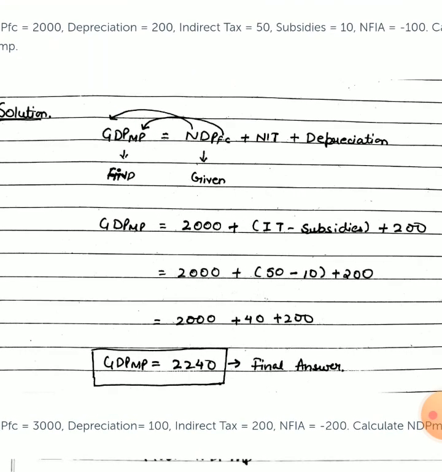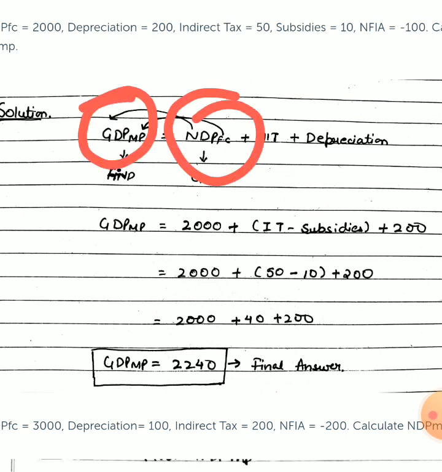Here in the first place it is N for net. Okay, and in the second place here on the left side it is G for gross. So we have to convert net into gross. What we will do, we will add the depreciation. Clear? Now next thing, in the second place here it is D for domestic, and here it is also D, so we will not change anything.